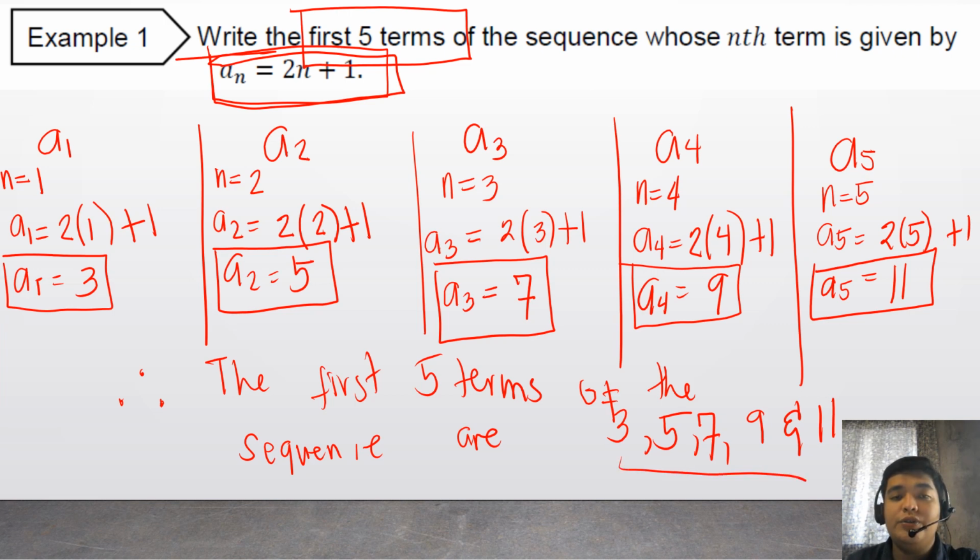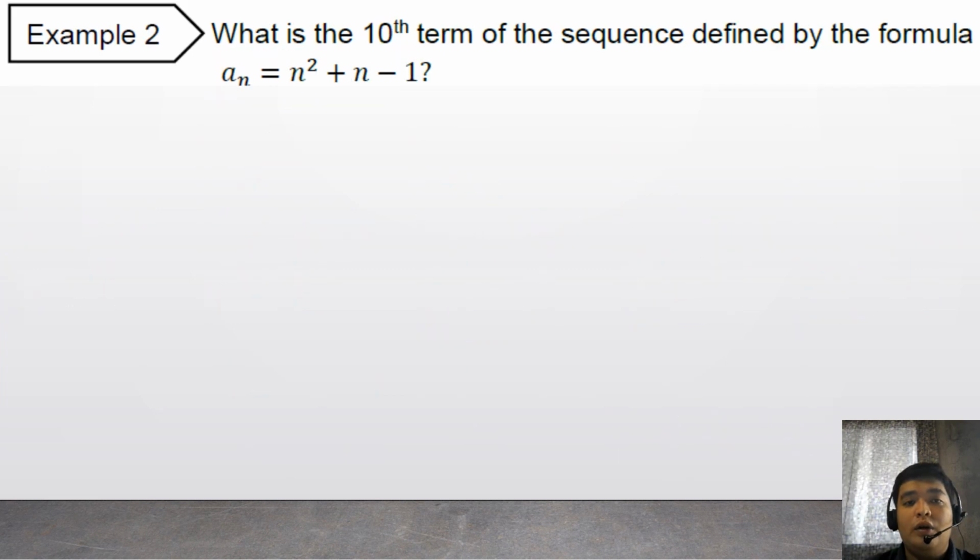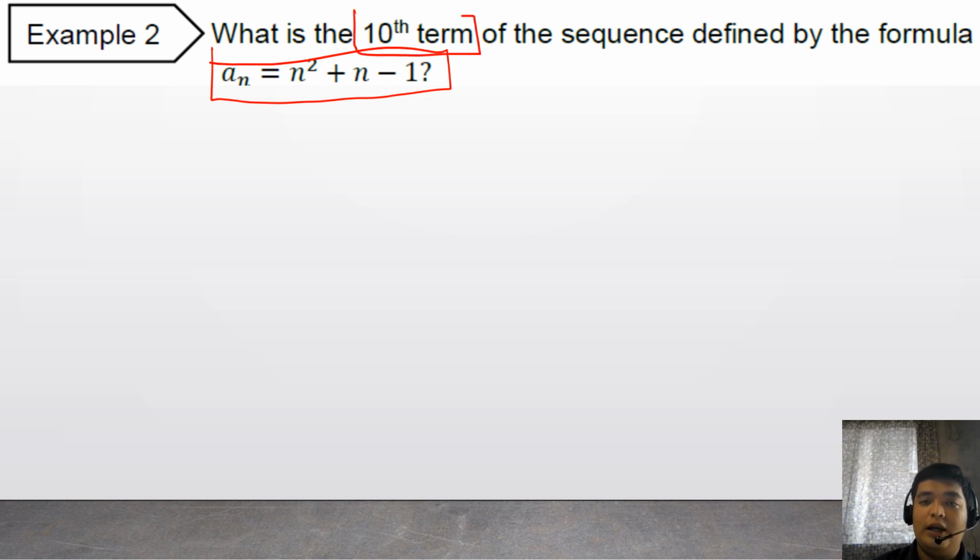So let's proceed now to the second example. What is the 10th term of the sequence defined by the formula a sub n equals n squared plus n minus 1? This is the formula. Again, the question is, what is the 10th term? Only the 10th term.